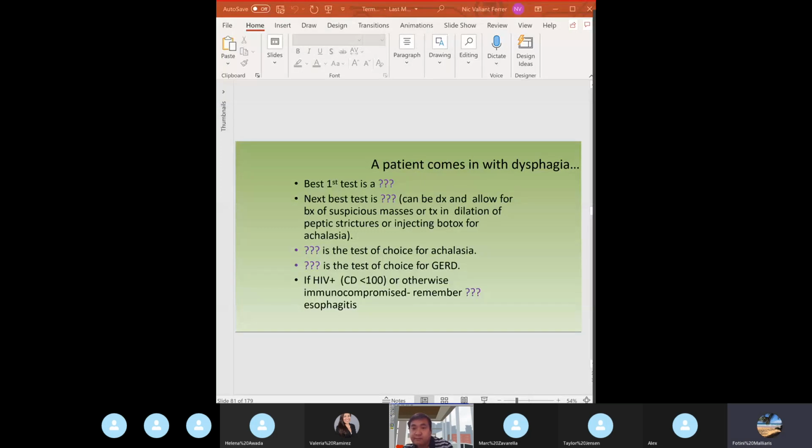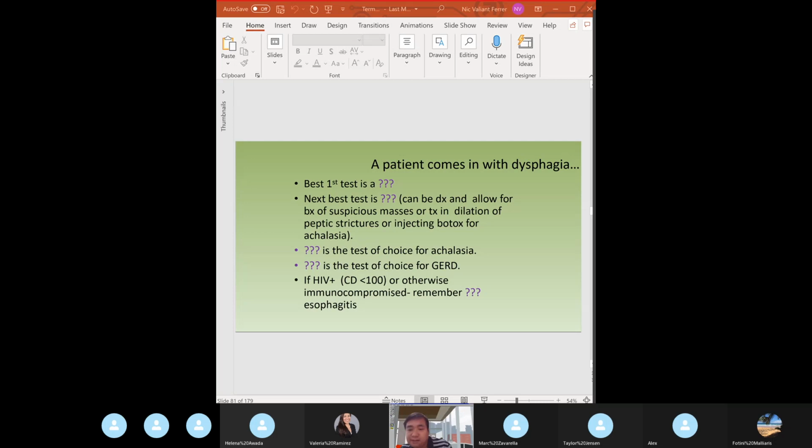It was answered already. What was the answer to the high iron, low ferritin, low iron binding capacity? Hemochromatosis. Yep. So manometry, test of choice for achalasia. Definitive. This is your esophageal manometry. Next, how about the test of choice for GERD? What are we thinking? Test of choice for GERD, 24-hour pH monitoring.